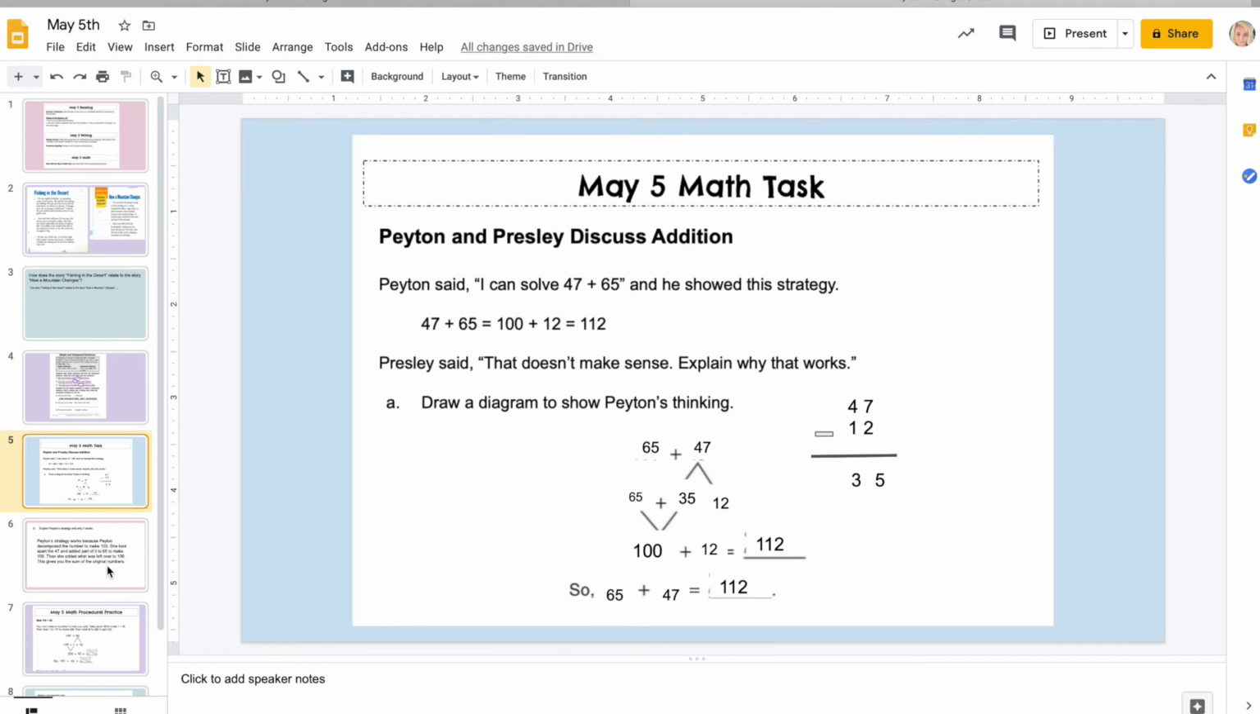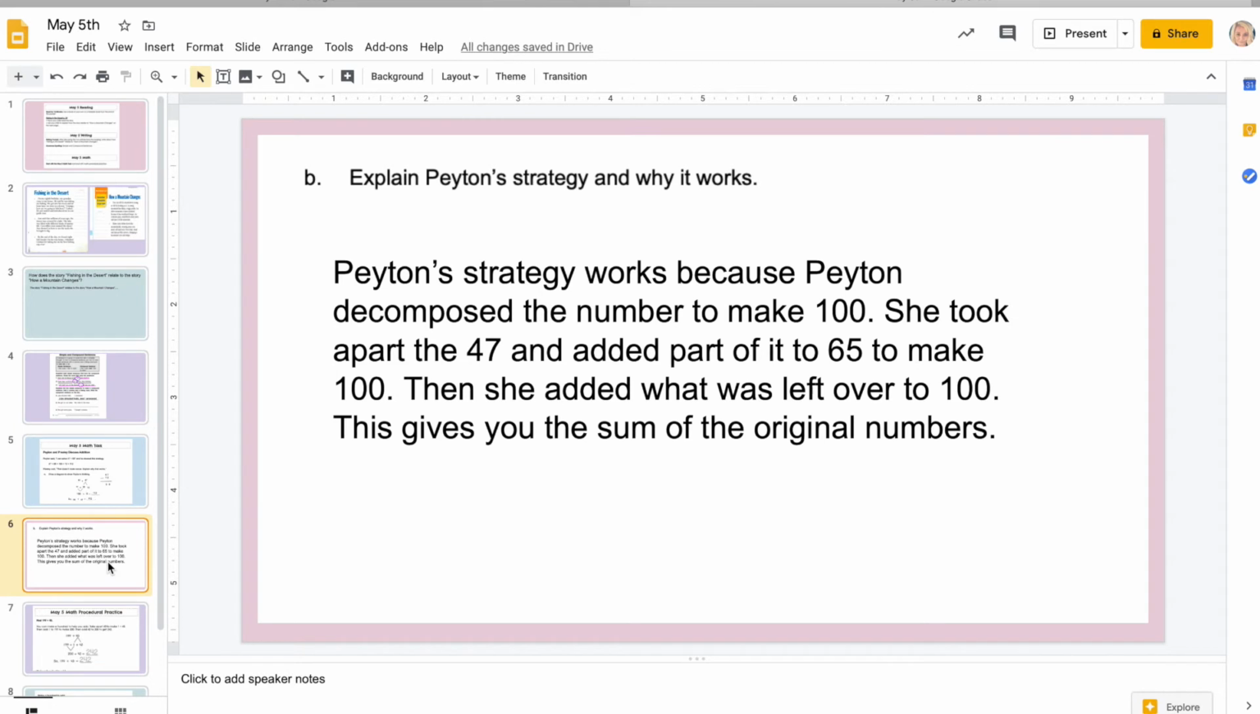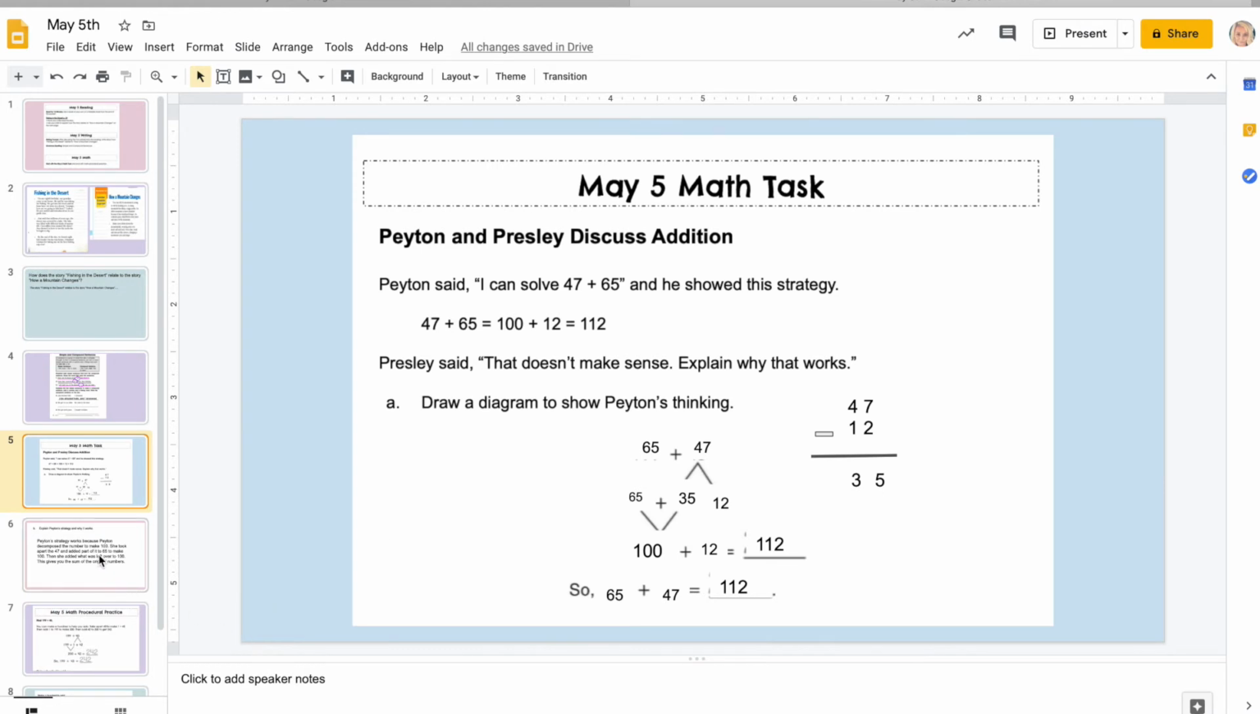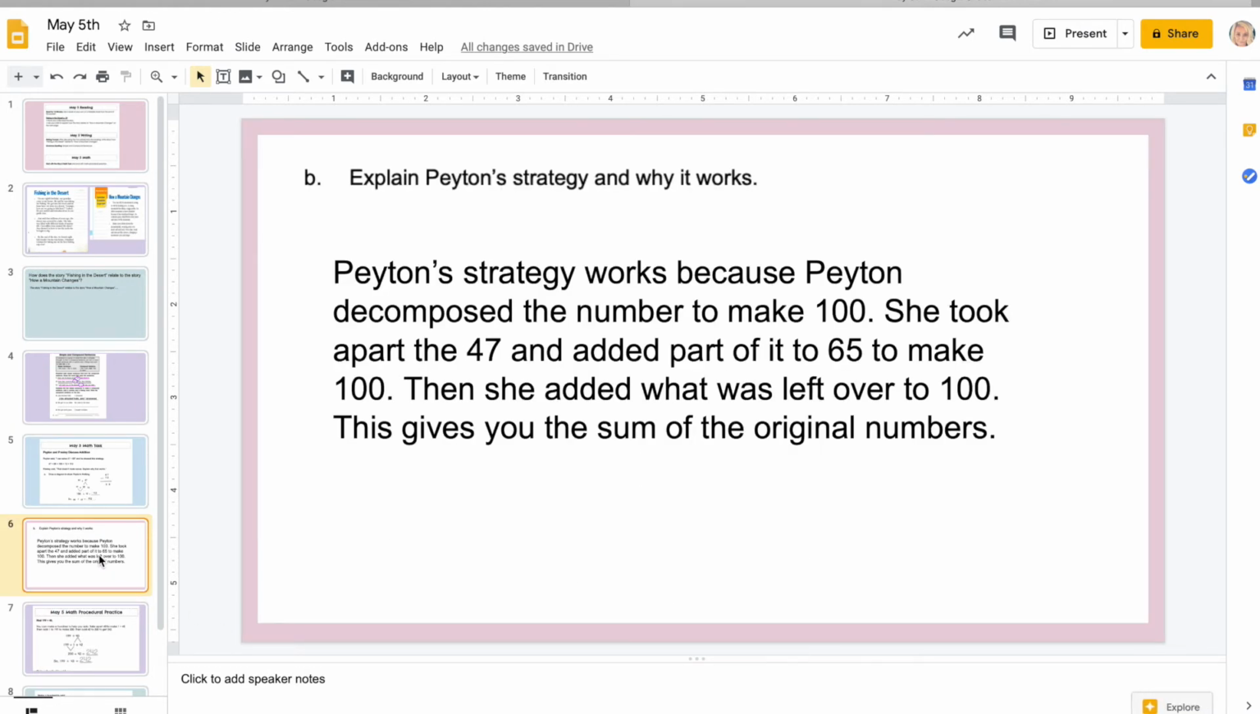Now we're going to move on to letter B of that math task, where we showed the diagram here, now we're going to explain the thinking and the strategy and why it works. So your answer would be Peyton's strategy works because Peyton decomposed the number. Peyton did not use different numbers. She still used the same numbers. She just broke them apart to make 100. She took apart the 47 and added part of it to 65 to make 100.